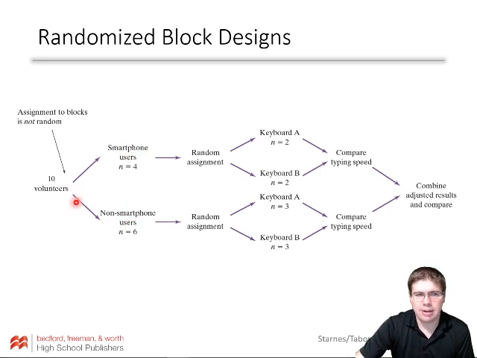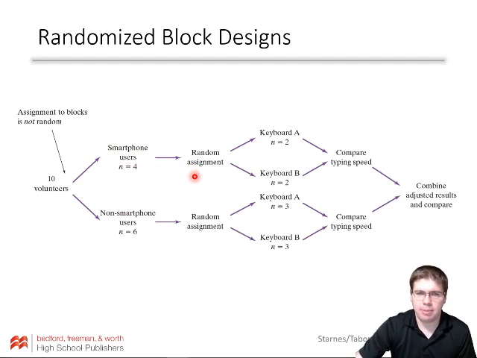This split here is not random. This is some pre-existing feature of our individuals. This step is not random. Like this could be gender, right? This could be boys and girls, and we don't randomly assign people a gender. We split them up there, and then we go through the process of random assignment.